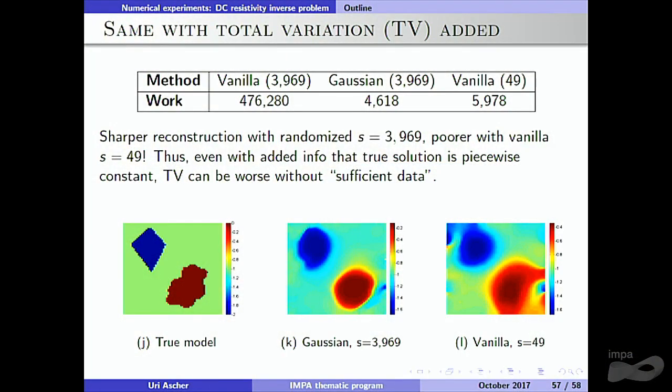Almost done? If you take vanilla with 4,000 and you introduce TV, what would happen then? Oh, I did. So this is the TV with 4,000, with this many. If you do vanilla, then it's similar. It's better. So 4,000 already captures the problem, and then you say, oh, I have more information, I'm going to use successfully the information that it is piecewise constant. But if in some sense you don't have enough sources, then it's not clear that you're going to get better results just by using that.